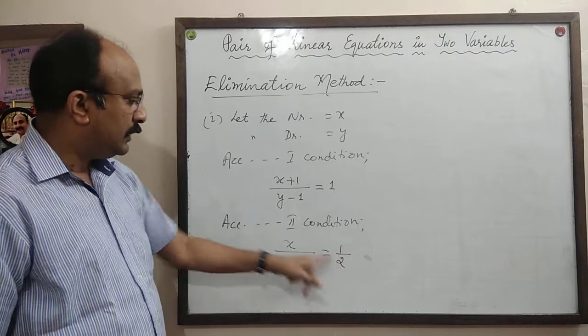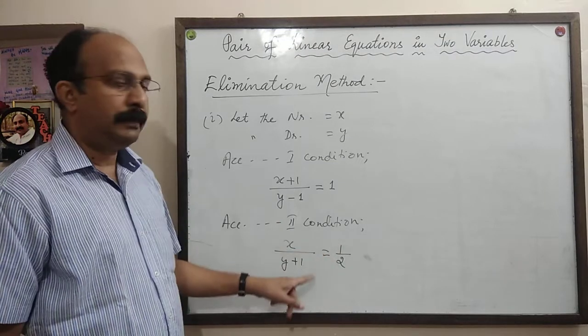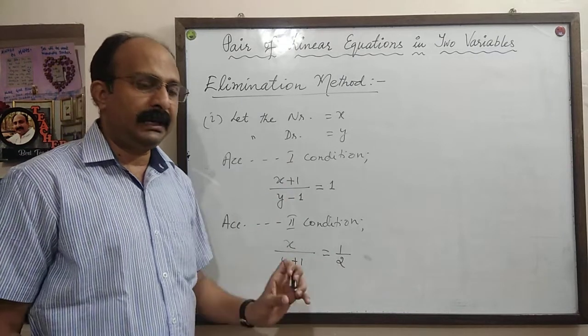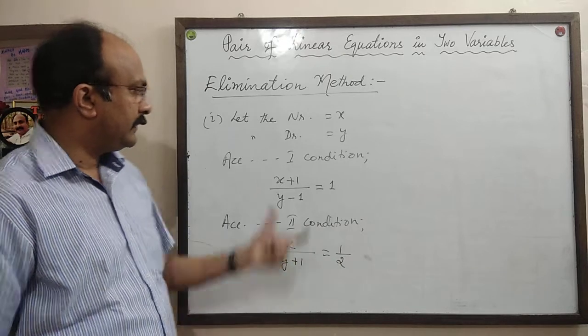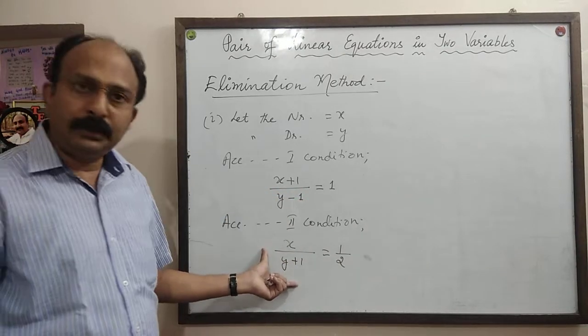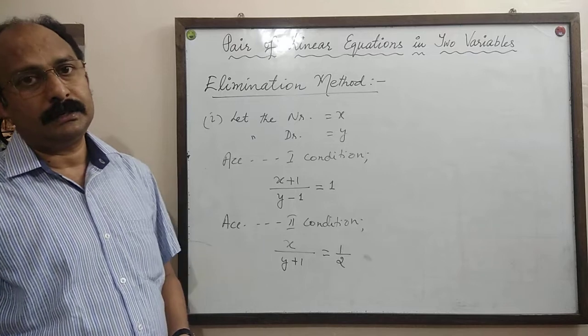Cross multiply, 2x equal to y plus 1, shifting the terms, make it in the standard form, something x plus something y equal to something. So this will give you equation number 1 and this will give you equation number 2, then solve it. Clear?